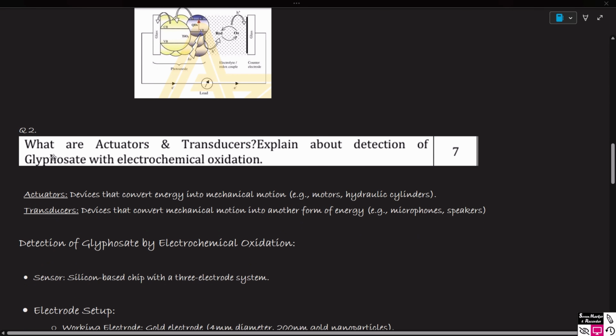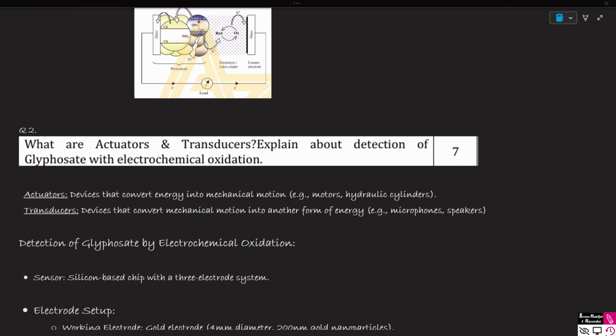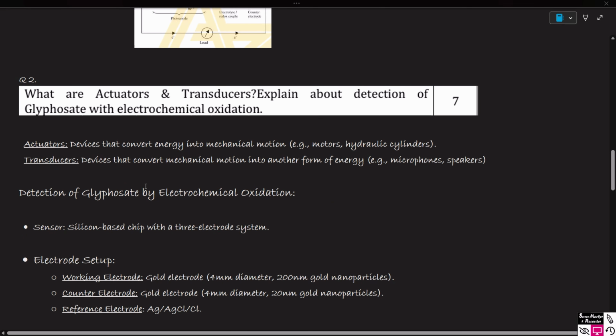So the next question is, what are actuators and transducers? Explain the detection of glyphosate with electrochemical reaction. This question is also asked many times, so look to it. Actuators are devices that convert energy into mechanical motion, like motors and hydraulic cylinders. Transducers are devices that convert mechanical motion into another form. The best example for this is microphones. Okay, and you can write both examples also.